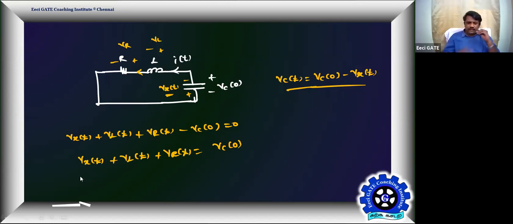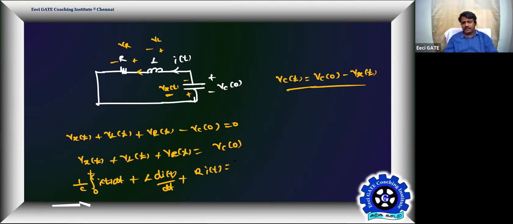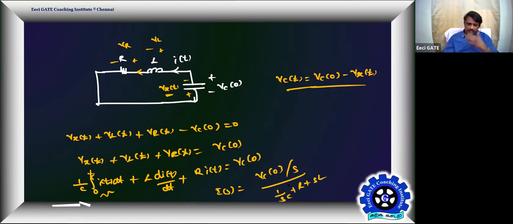Then Vx of t is 1 by c integral 0 to t I of t dt, plus L into di of t by dt, plus R into I of t, that is equal to Vc of 0. Focus on this voltage. From this you can find out the current. Then your I of s, after taking LCM, will become Vc of 0 by s divided by 1 by sc plus R plus sL, taking this term to the right side.